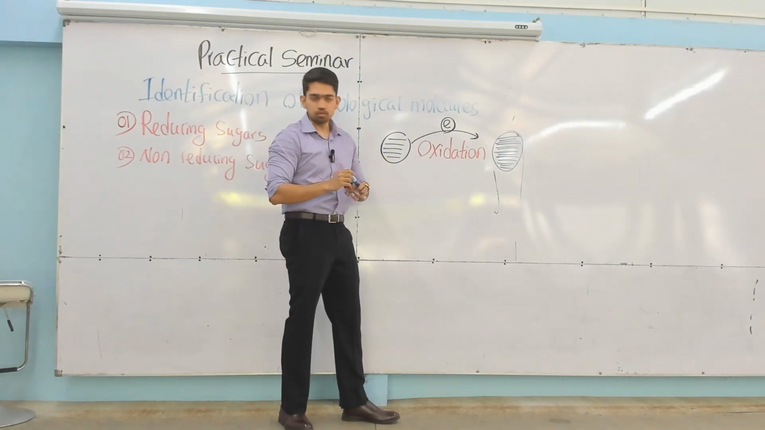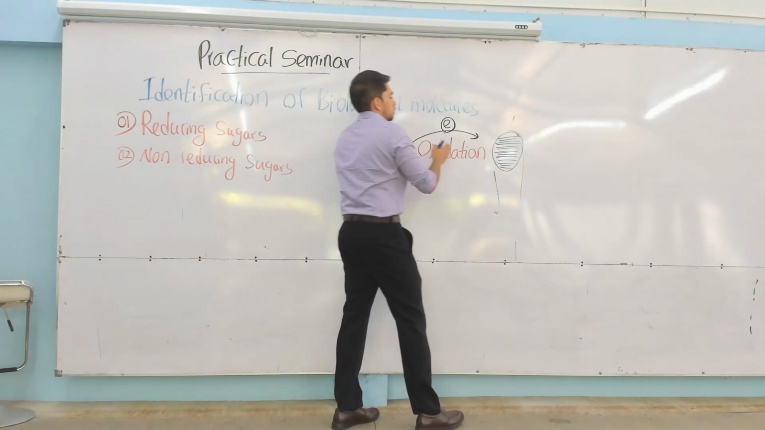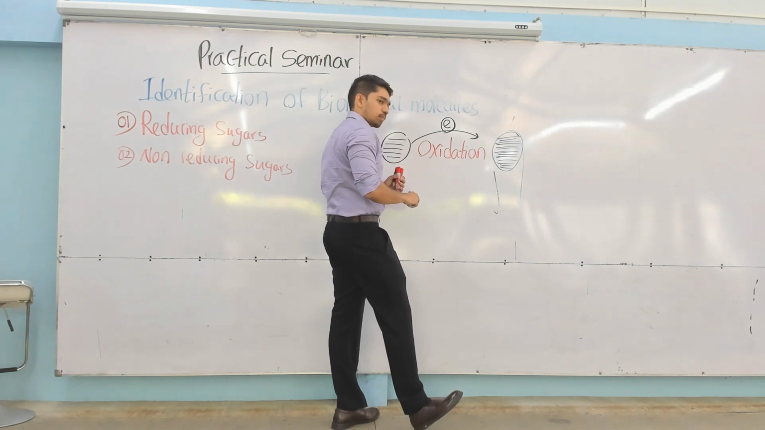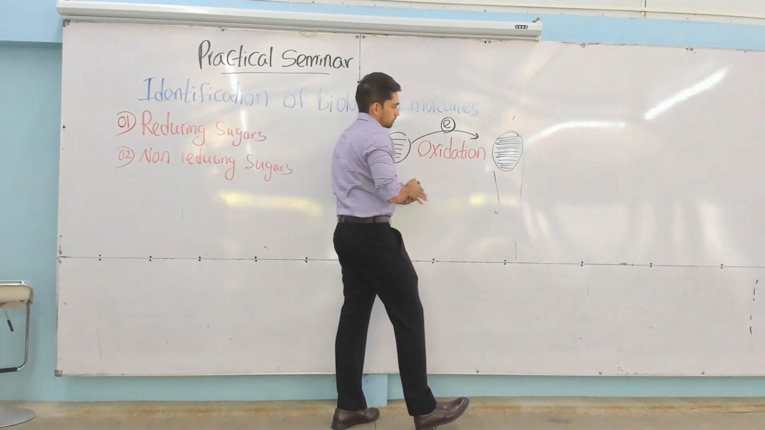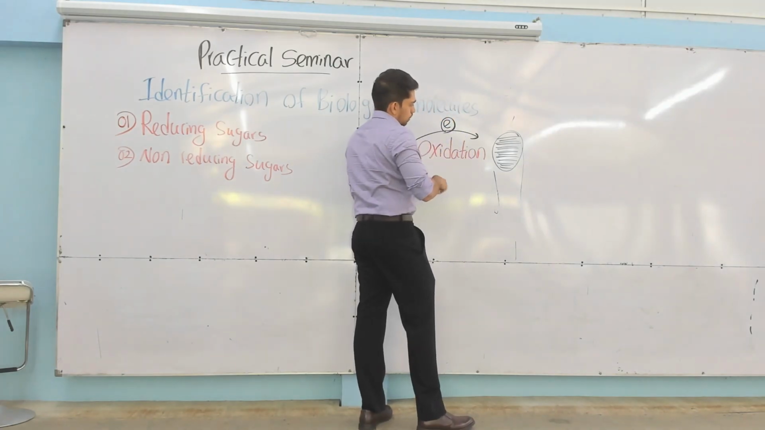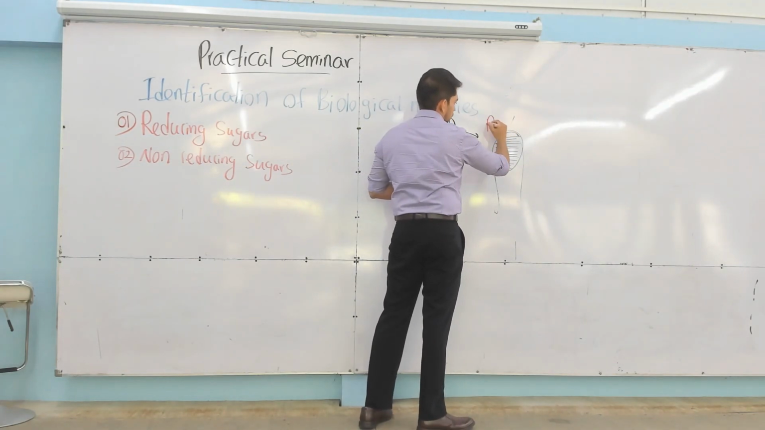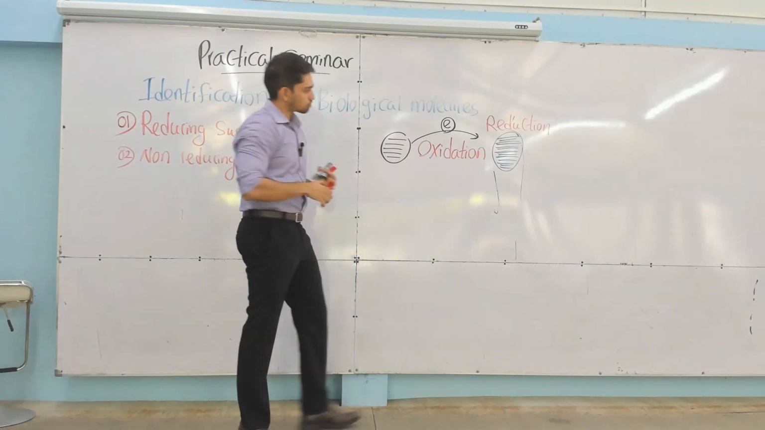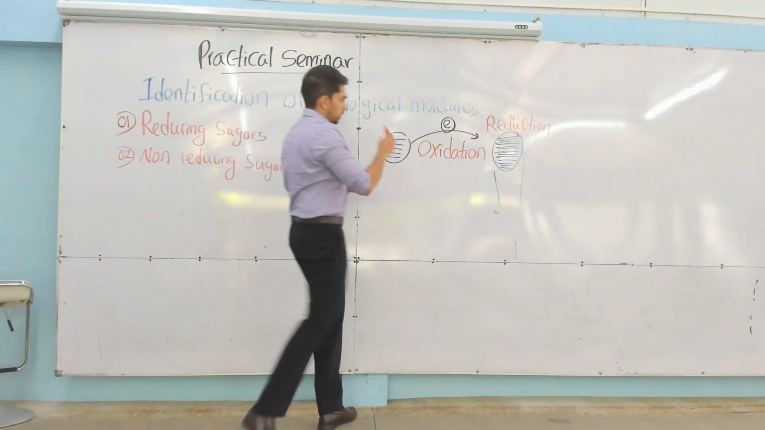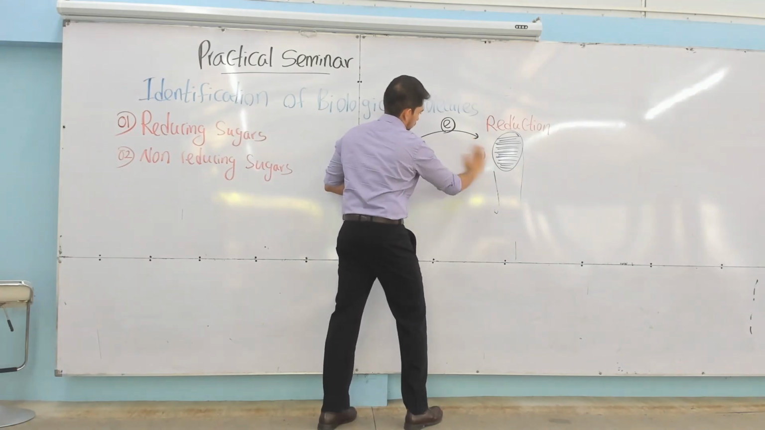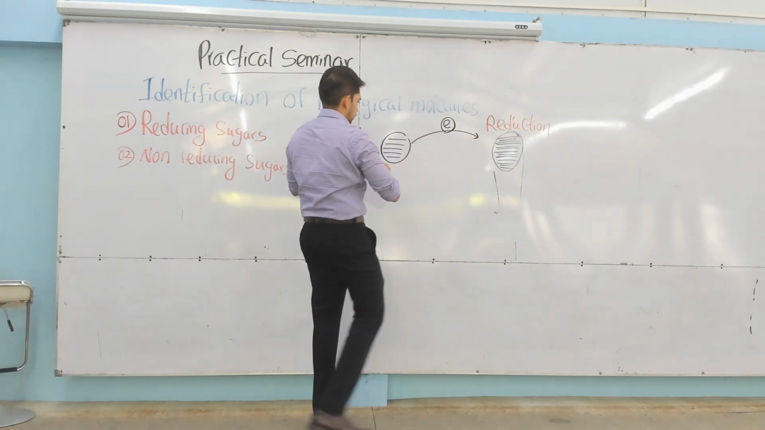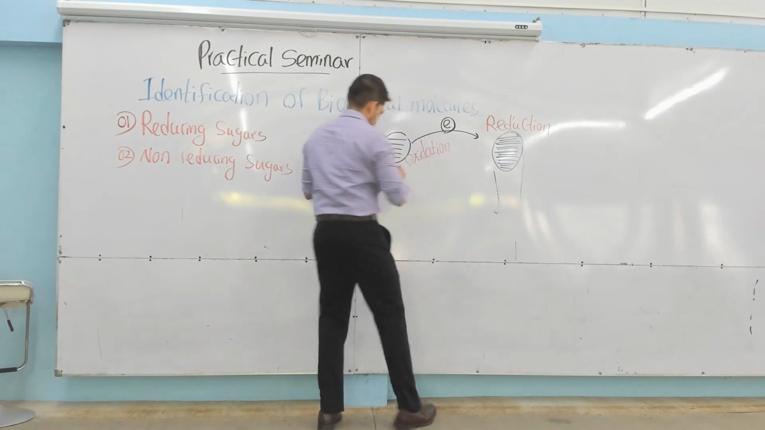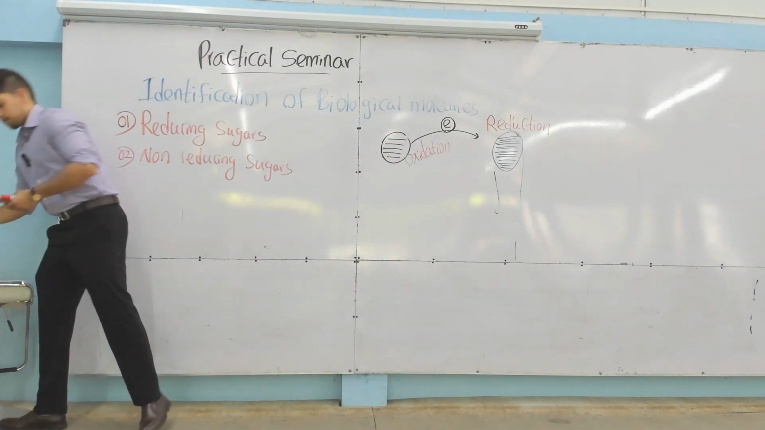So always for an oxidation-reduction relationship, you have to have two species. One is undergoing oxidation. The other one, who is accepting the electron, is undergoing reduction. So he is undergoing oxidation, and the other one is undergoing reduction.